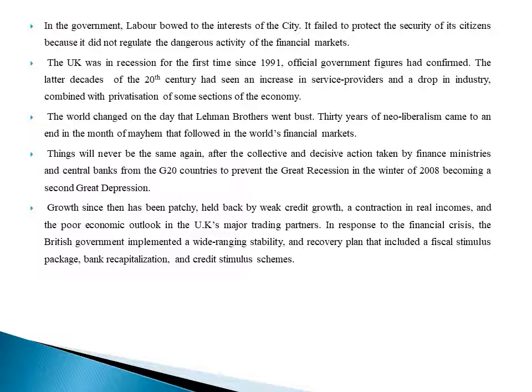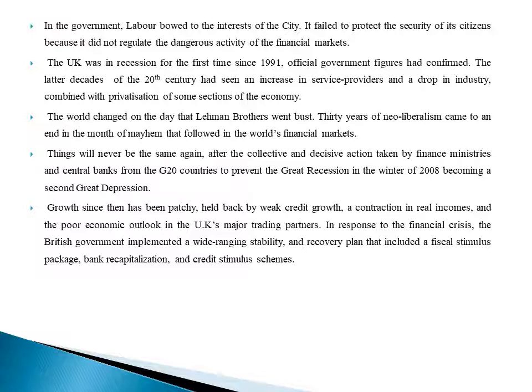The world changed on the day that the Lehman Brothers went bust. 30 years of neoliberalism came to an end in the month of mayhem that followed in the world's financial markets. Things will never be the same again after the collective and decisive action taken by the finance ministries and central banks from the G20 countries to prevent the Great Recession in the winter of 2008 becoming a second Great Depression.